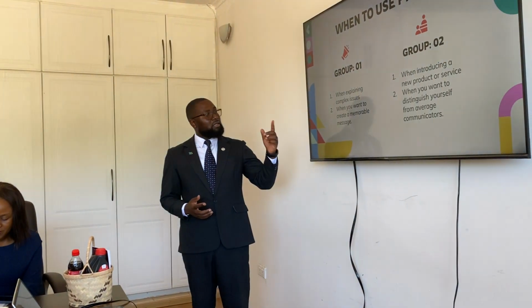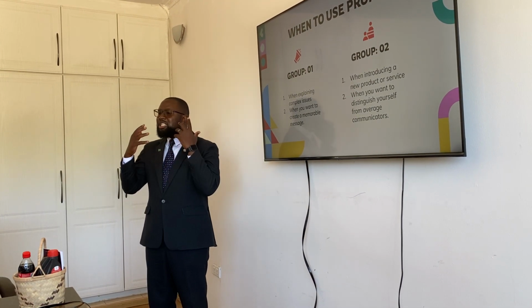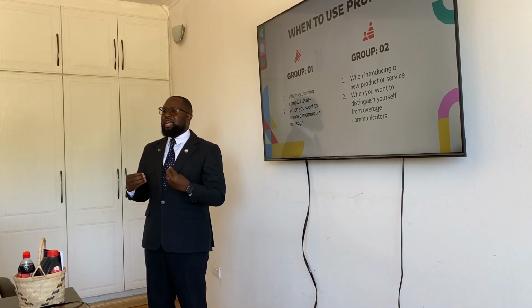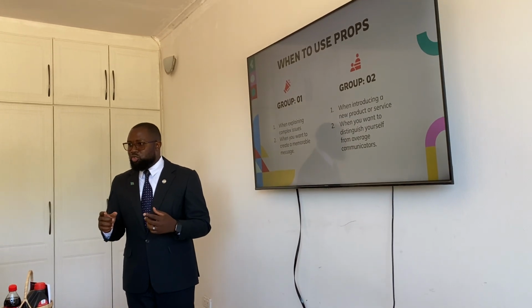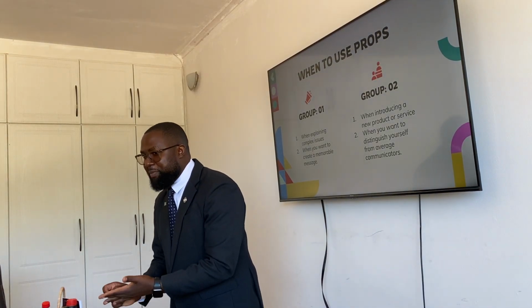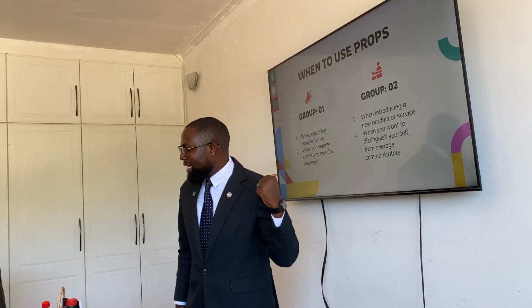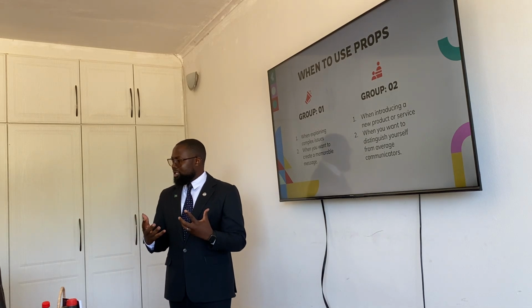Number one, when you want to explain a complex issue, don't just speak without showing what you're trying to say. In fact, some of you speak to people that whenever they want to talk to you, they'll tell you, let's come to my desk, and then they'll start drawing on a piece of paper. So what I'm trying to show is that's a prop they're using to help explain a complex situation.